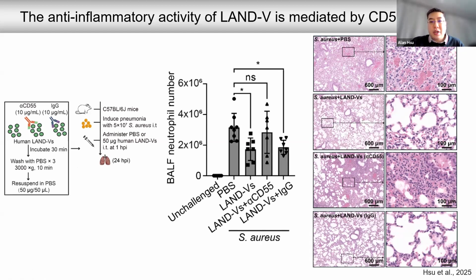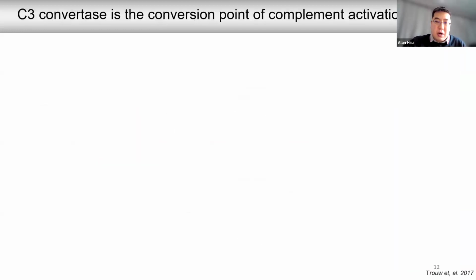We also did similar studies using knockout mouse LAND-Vs, so CD55 knockout, and we also sorted the LAND-Vs into CD55 positive and negative, and found that only the CD55 positive LAND-Vs could have this effect. So just a little bit of background on what CD55 is. But before then, let's introduce the complement system.